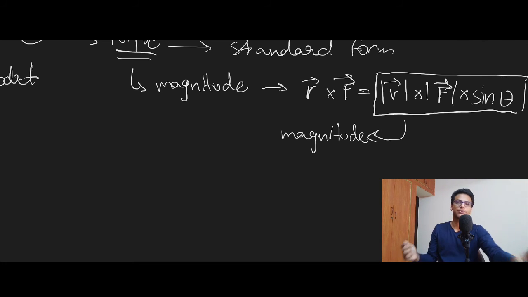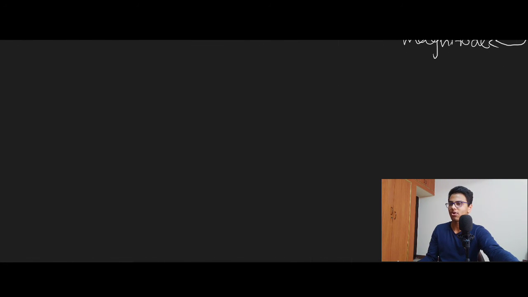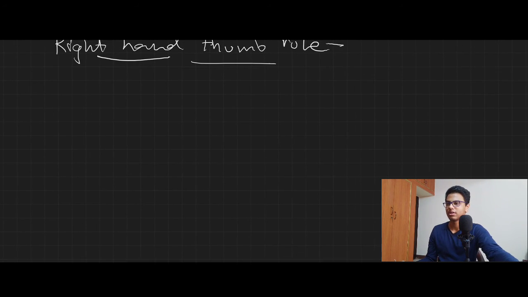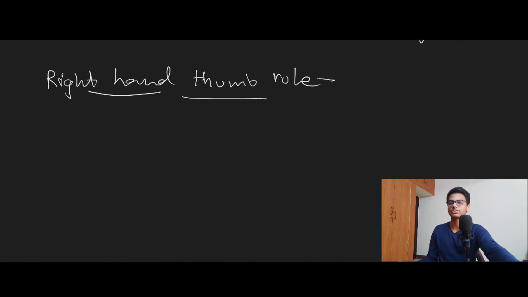What will be the direction? That's the question. Over here, we use something called the right hand thumb rule. And if you have heard this earlier in magnetism, then yes, this is where it's derived from. Even in magnetism, there is a cross product. That's why you use this rule, right? The thing that you do like this, FBI, that thing, that is basically the thumb rule. So how do we go ahead and find the direction of that vector?